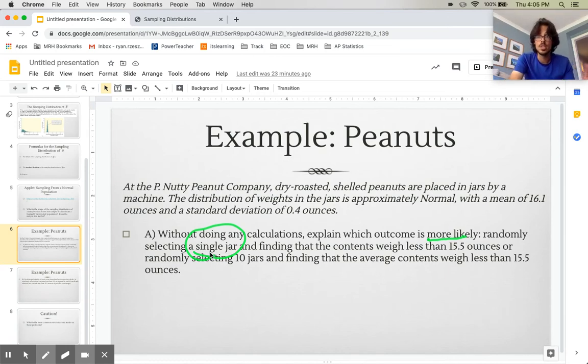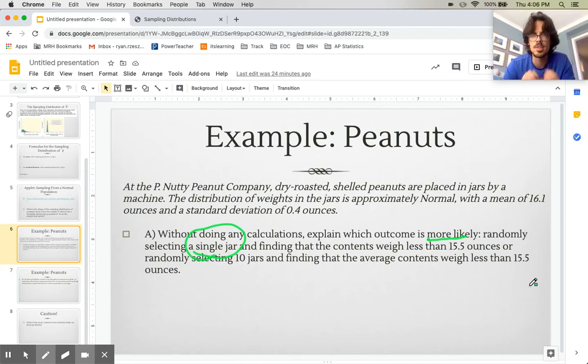You could have a fluky jar that you just happen to pick. But if you pick 10 jars, to get an average that low of 15.5, that would mean that all 10 of those jars, or at least a bunch of them, were way too low. It's more likely to find one weird jar than 10 weird jars. That's the basic idea right there.